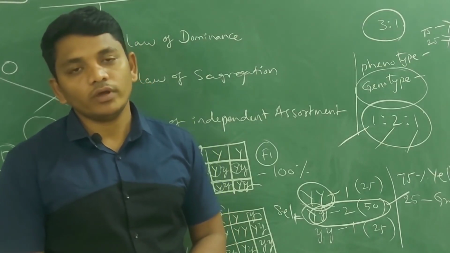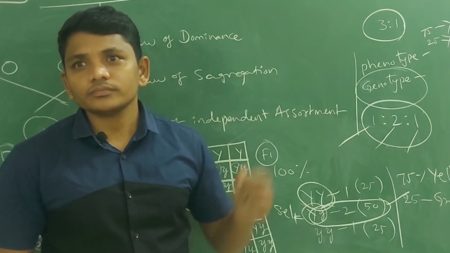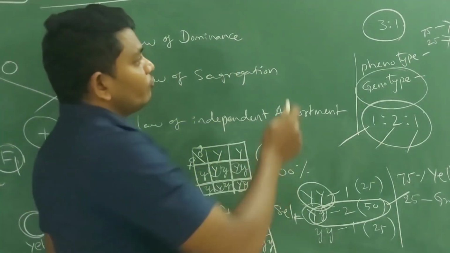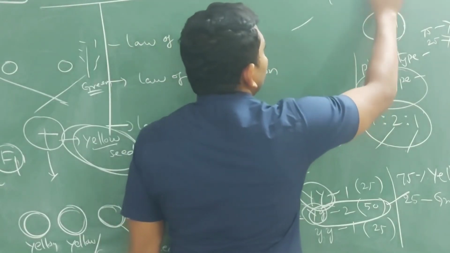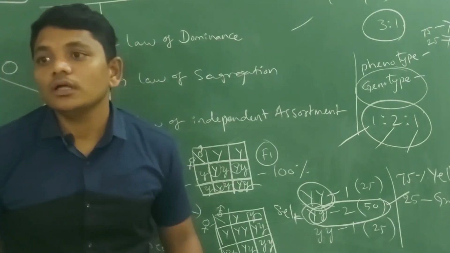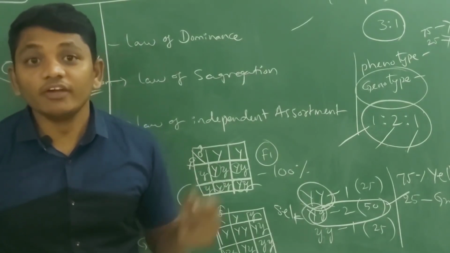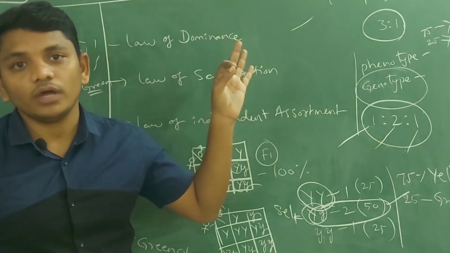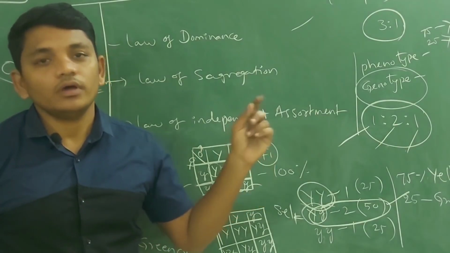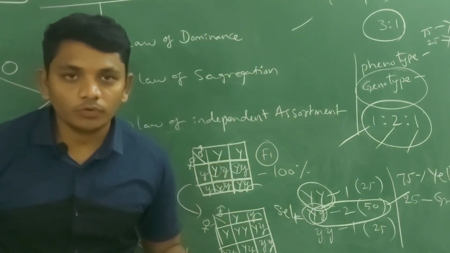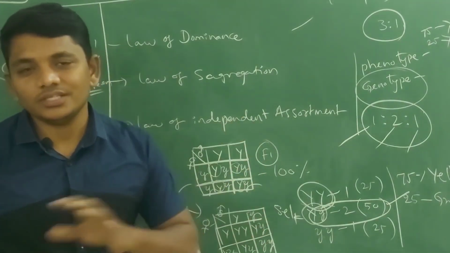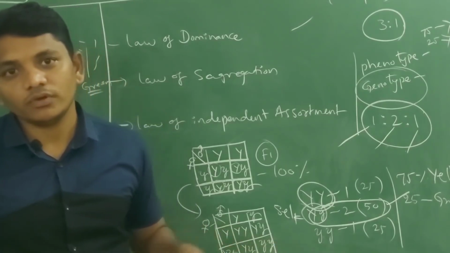If we talk about the phenotype ratio in the F1 generation, that is 100% yellow. If we talk about the F2 generation, the phenotype ratio is 3:1. If we talk about the genotype ratio in the F2 generation, it is 1:2:1. Is it clear? I won't discuss this again and again.